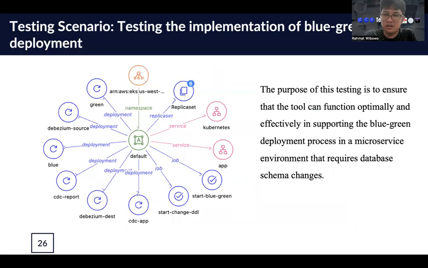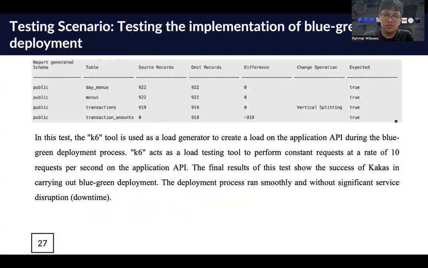So one of the testing scenarios is the implementation of blue-green deployment. I'm using a lot of Kubernetes manifest resources. The purpose of this testing is to ensure that the tool can function optimally and effectively in supporting the blue-green deployment process in microservices. Later on I will show you the demo. So this is the result.